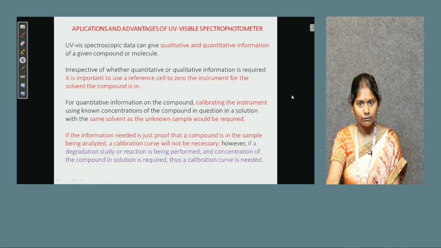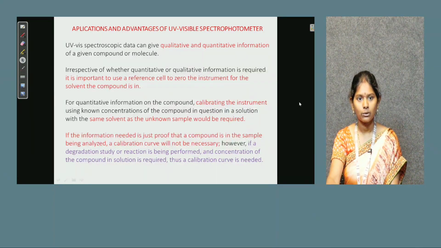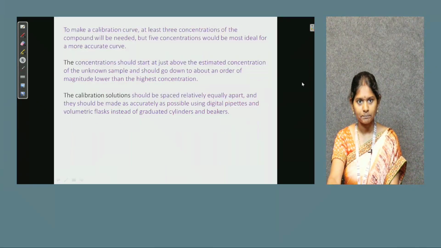For quantitative information, calibrating the instrument using known concentrations of the compound in question, in a solution with the same solvent as the unknown sample, would be required. To make a calibration curve, at least 3 concentrations of the compound will be needed, but 5 concentrations would be ideal for a more accurate curve.